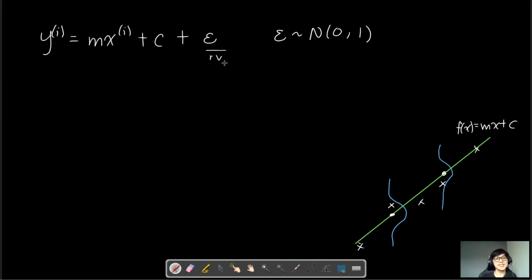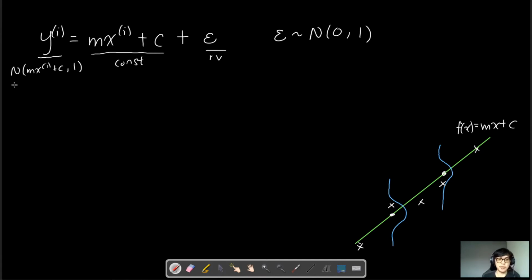If you think about this, epsilon is essentially just a random variable. Recall what a random variable is. If we assume x superscript i is constant, then y superscript i is essentially just a random variable with a very simple form: a normal distribution with mean mx superscript i plus c and variance 1.